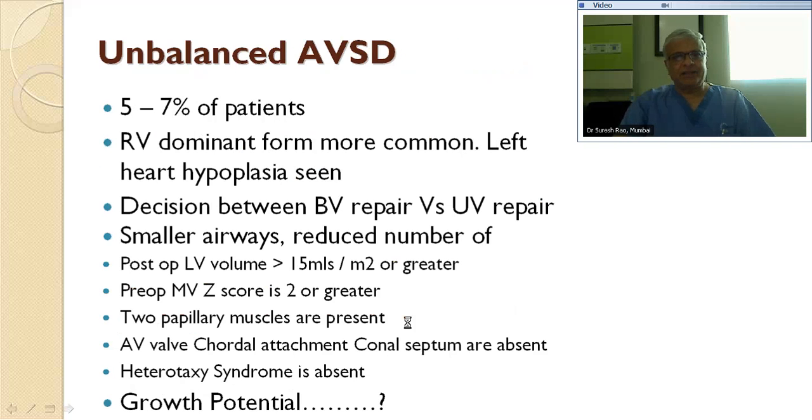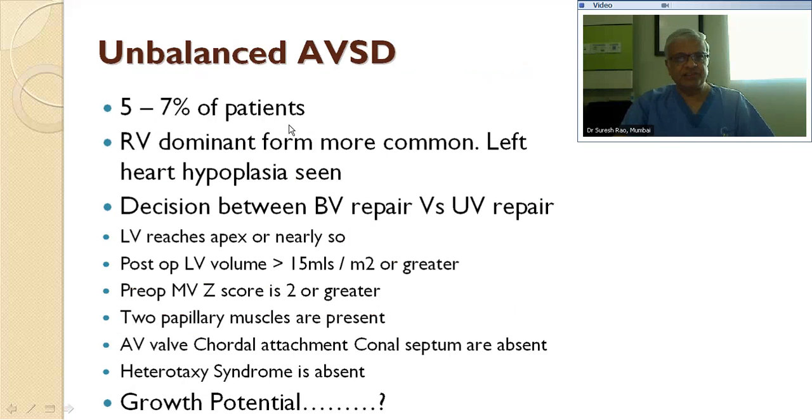There is another group called unbalanced AVSD seen in about 5 to 7% of patients. The RV dominant form is more common. The left-hand hypoplasia is seen in these kind of patients. There is always a decision to be made between biventricular or univentricular repair, and there are a lot of criteria which are set, which permits biventricular repair in cases of unbalanced AV canal. But what they all forget to see is the growth potential of the left ventricle.